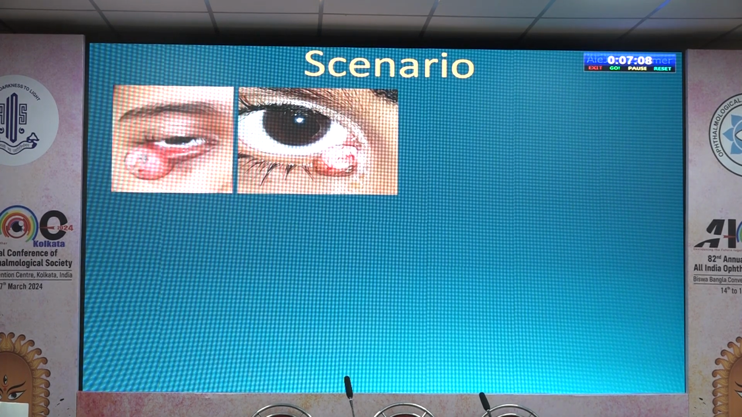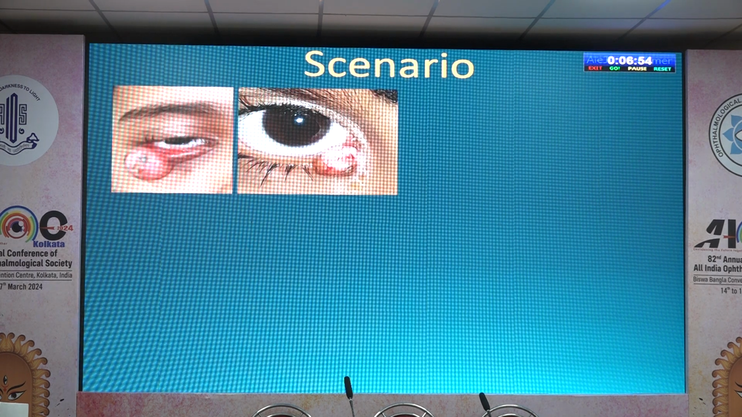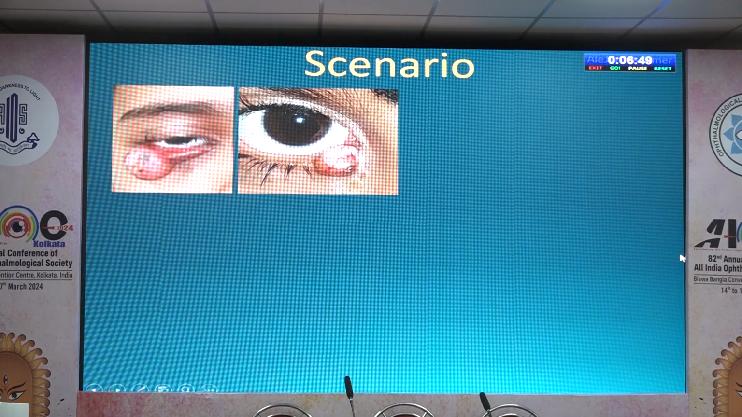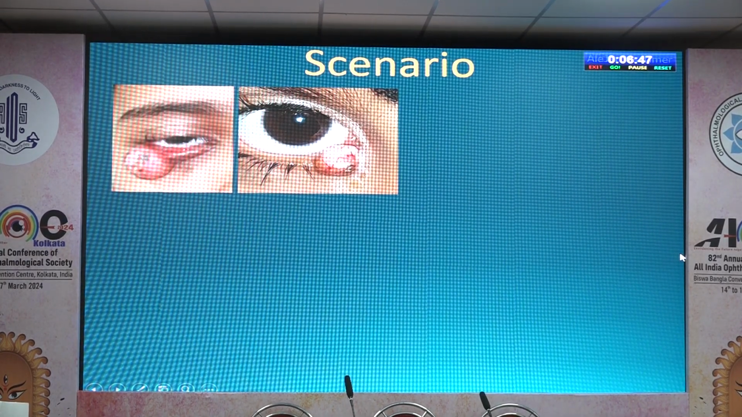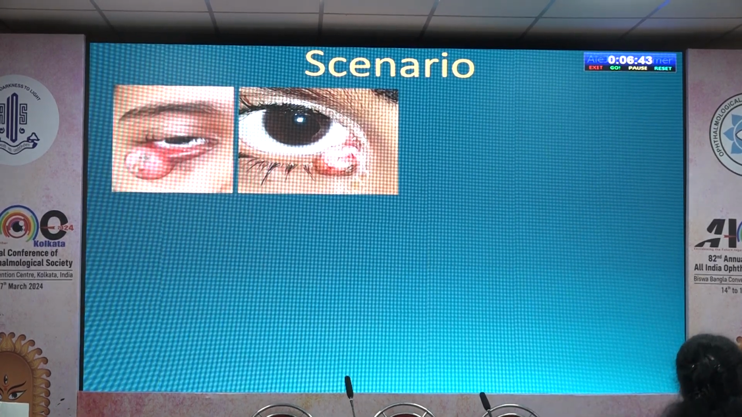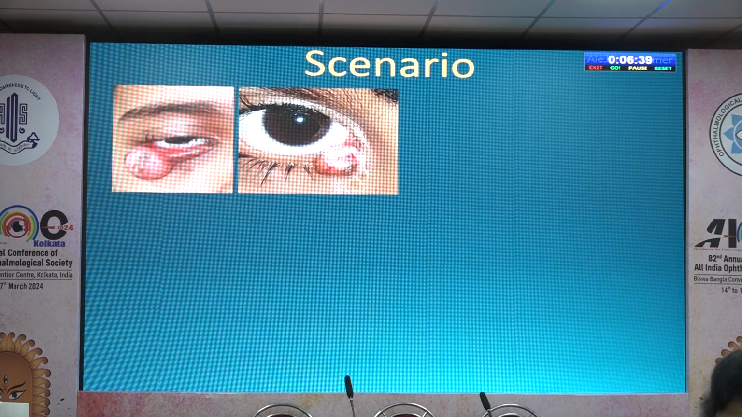Yes, the differential diagnosis will be keratoacanthoma. But look at the age group. A kala bindi, you can see the kala bindi. Can I get a pointer? Laser light, can I get it? So this kala bindi means it is a child. So keratoacanthoma in a child, we don't really expect it. So what could it be?